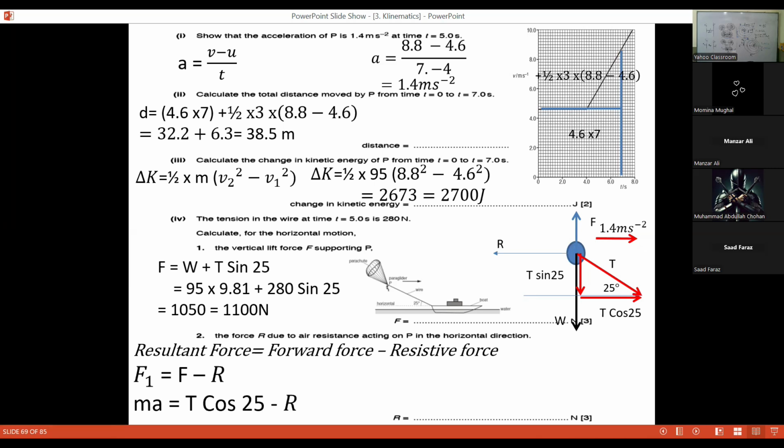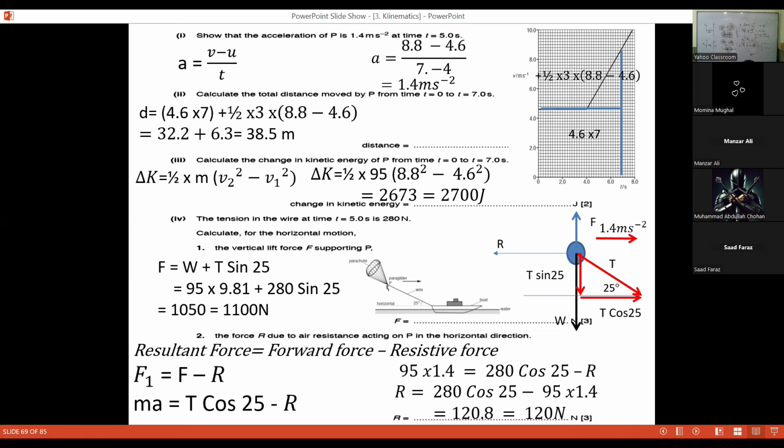F will be equal to T cos 25 because the force in the forward direction is the component of tension. Simplify that for finding the value of R. And from here, R comes out to be 120 newtons. So resultant force and its application is very important because बहुत commonly ये question वो पूछता है आपसे.